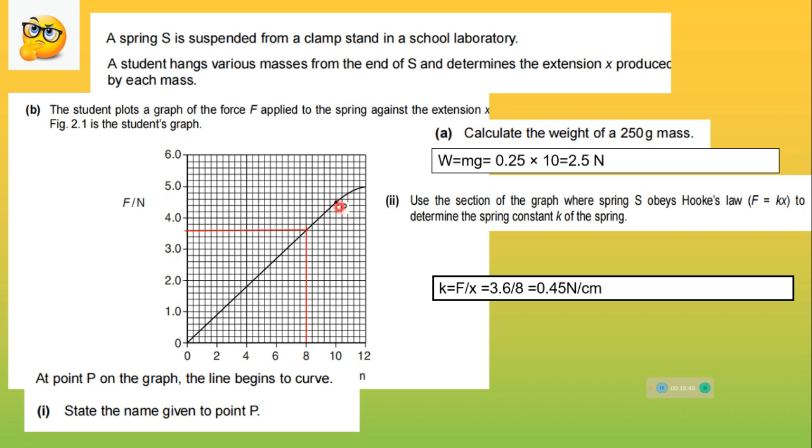Use the section of the graph where the spring S obeys Hooke's law. So spring S obeys Hooke's law up to point P, since P is the limit of proportionality, to determine the spring constant K of the spring. Now K is equal to F by x. So we can choose any corresponding value of F versus x. We have taken 3.6 value and the corresponding value of this load is 8. So K is equal to F by x. It is 0.45 Newton per centimeter.